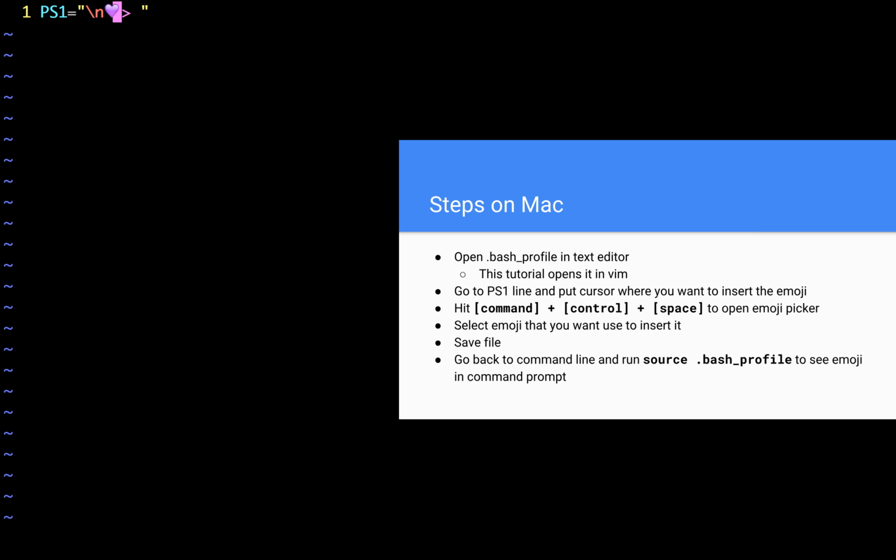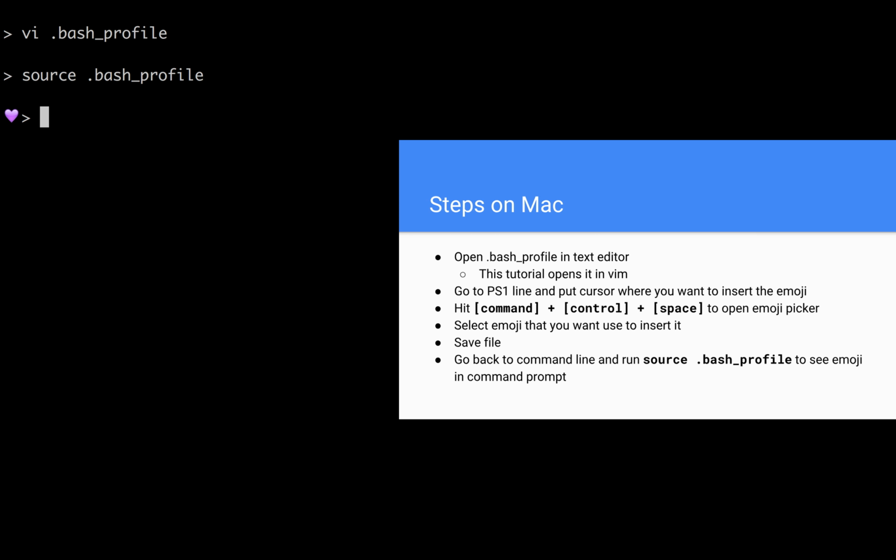So I'm going to do escape and then :x to close and save. So now if I do source .bash_profile, I have this heart in my command prompt. And that's it. That's all you have to do on a Mac.